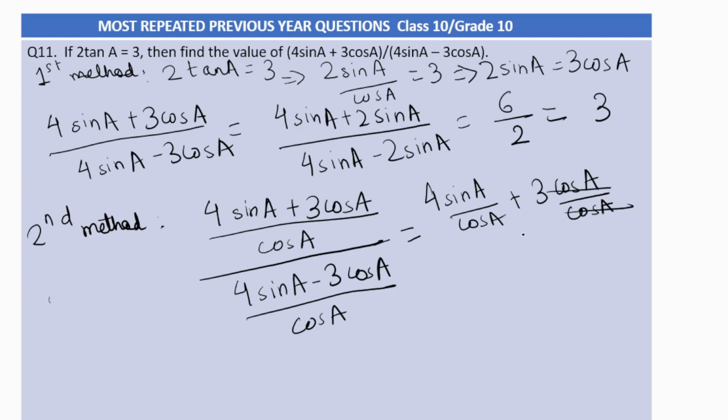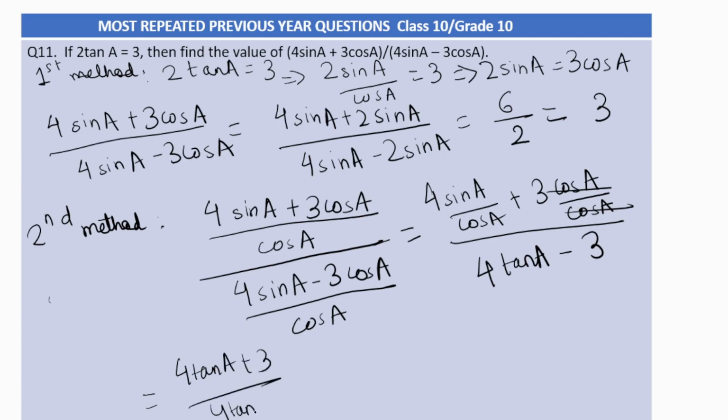It will become 4 sin A by cos A plus 3 cos A by cos A. This cos A will get cancelled here and it will become 4 tan A. And then here it will again become 4 tan A, similar way like it has happened here, and it will become minus 3. Here I am not cancelling out in the denominator, because in the numerator I have shown individually why it is happening, tan A, and why cos A is getting cancelled, and what stays back is 3. So here it will become 4 tan A plus 3 by 4 tan A minus 3.